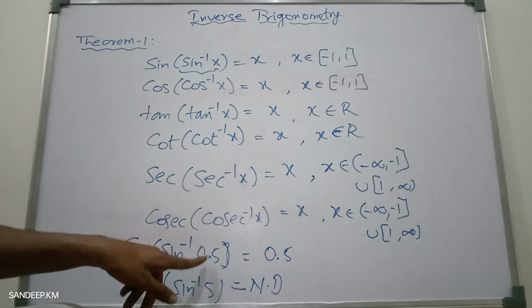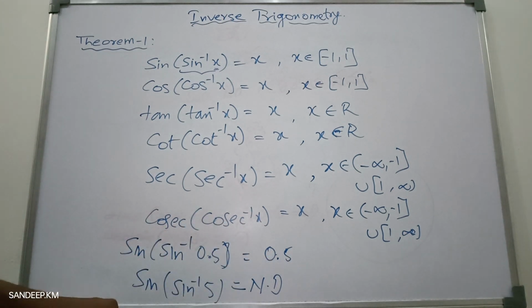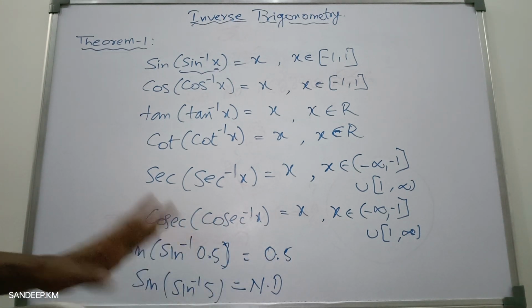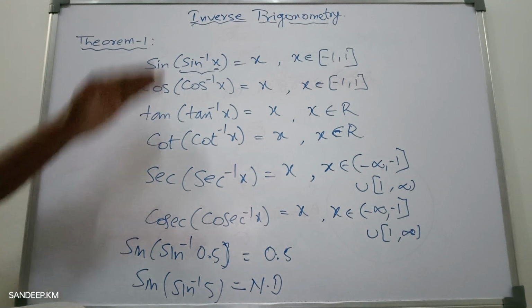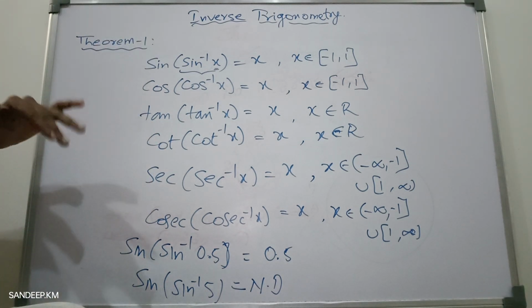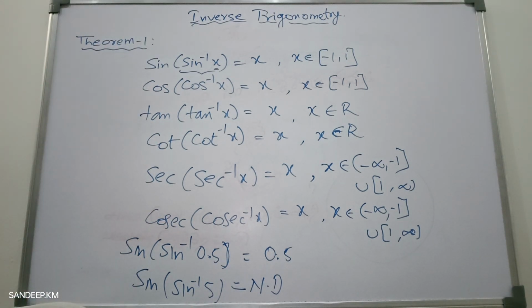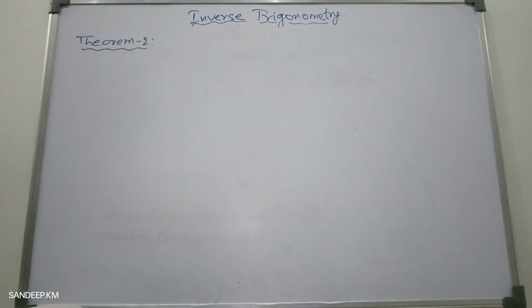Sine of sine inverse of x will be equal to x when x is in the domain of sine inverse x. Keep this in mind. You got it? So this is easy. Now let us see the next one under theorem 1. Theorem 2, not theorem 1, theorem 2.